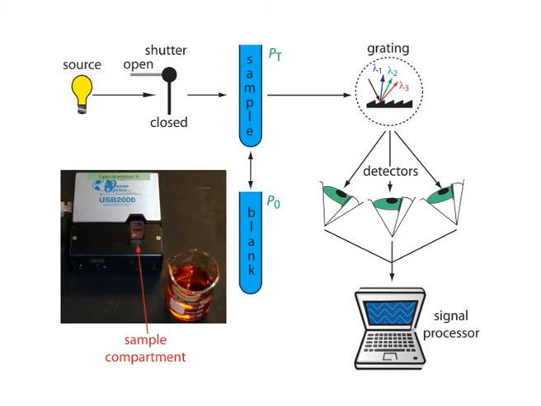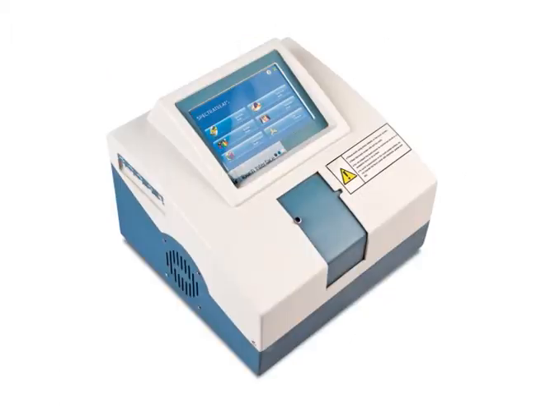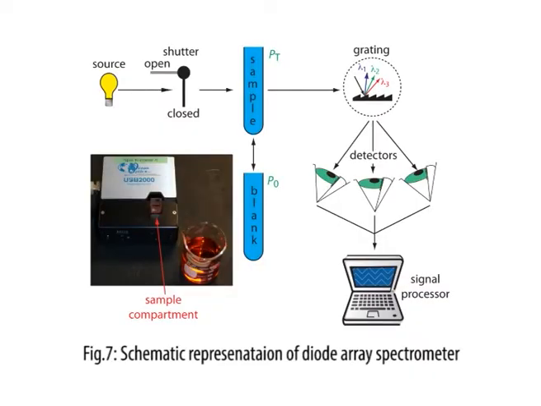The photodiode array is situated at the grating focal plane, with each diode recording the radiant power over a narrow range of wavelengths. A diode array spectrometer is small and compact as it contains just a grating in place of a full monochromator. The signals are then processed by the signal processor and the spectra are obtained. Figure 7 represents the schematic representation of a diode array spectrometer.